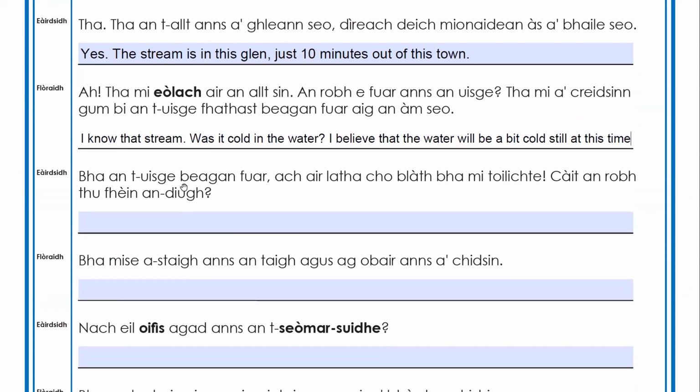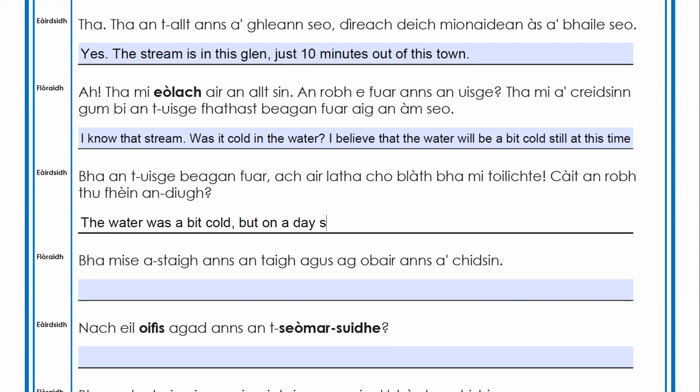Va and hushke back and forth. So the water was a bit cold. La chobla fami talitje. But on a day, la chobla, so warm, vami talitje. I was happy.